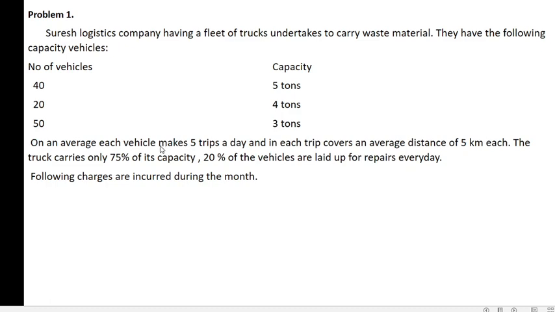On an average, each vehicle makes 5 trips a day, and in each trip covers an average distance of 5 km each. The truck carries only 75% of its capacity. 20% of the vehicles are laid up for repairs every day. Following charges are incurred during the month.